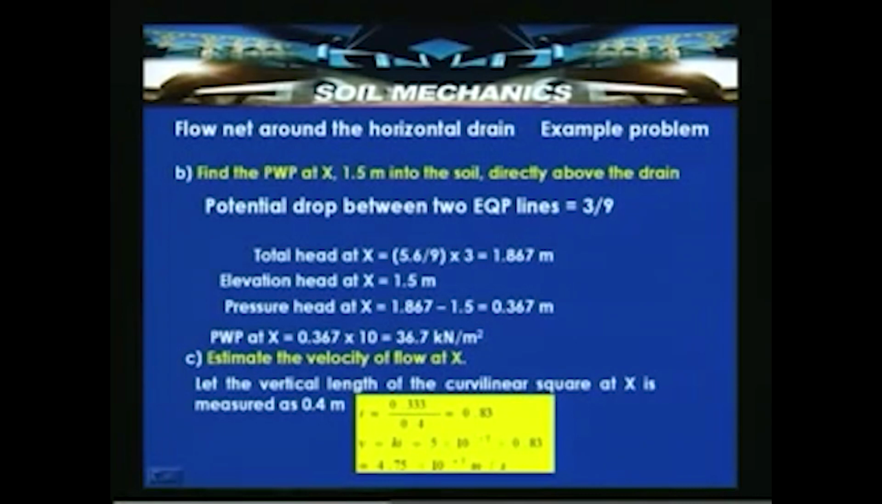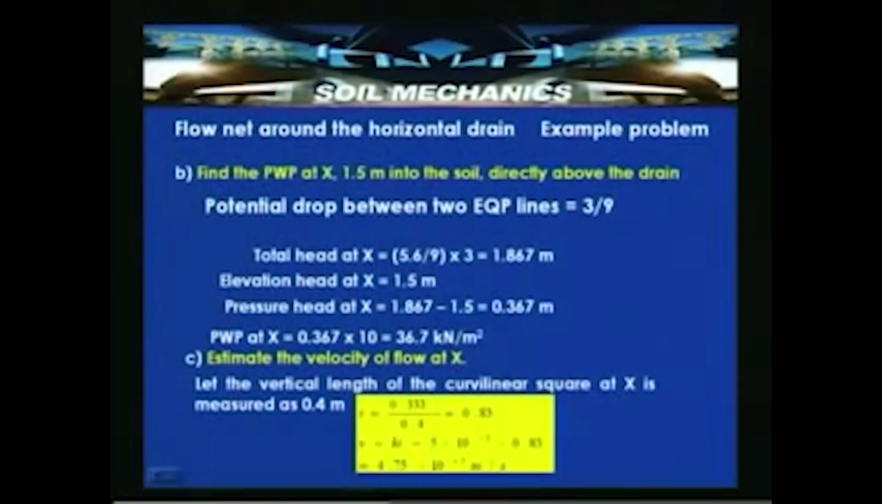By using Darcy's law, v is equal to Ki, K is known to us and i is known to us. From that we can get the velocity of the flow at x, which is given by 4.75 into 10 to the power of minus 7 meter per second.